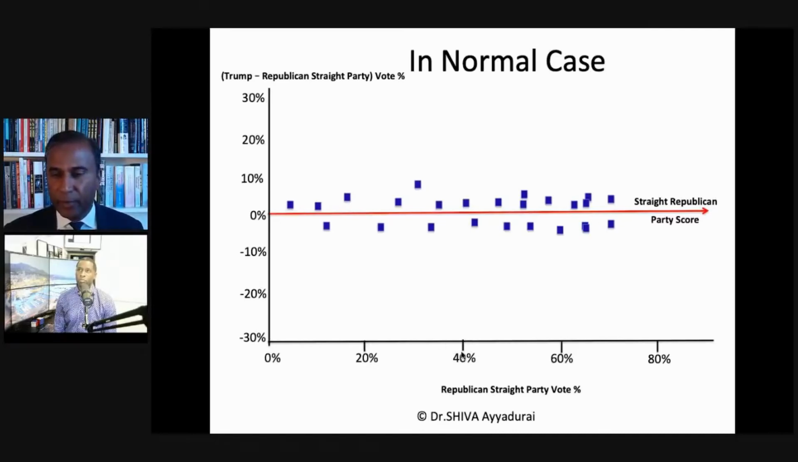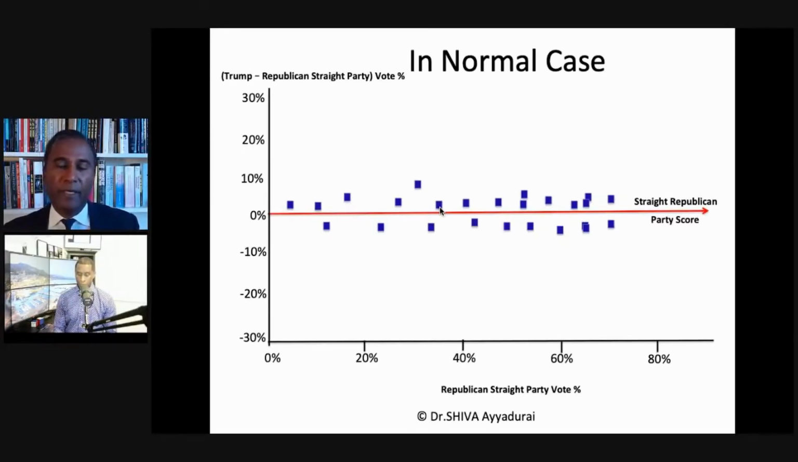So for example, any one of these Republican straight party votes, if you looked up and you looked at what the Trump vote was, it should be close to 0. So now let's take a case where maybe Trump, and there's some evidence to this, was actually doing better than people are voting just for Republican candidates.